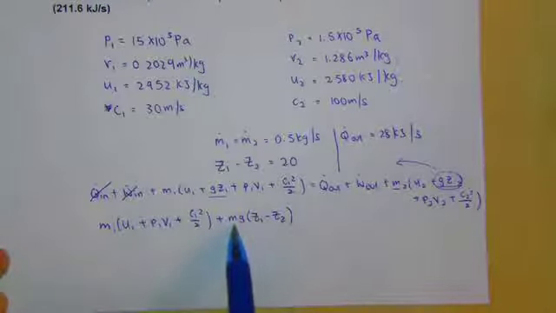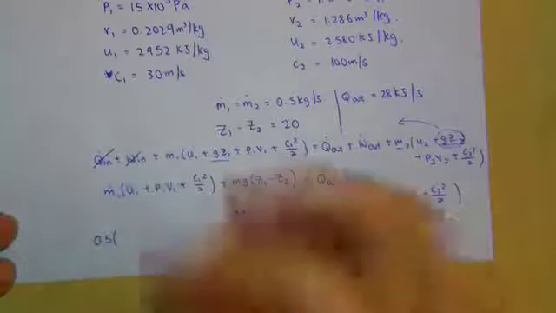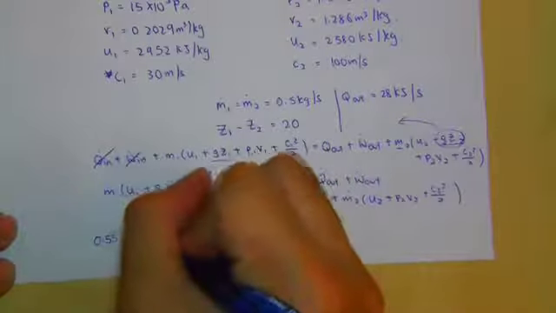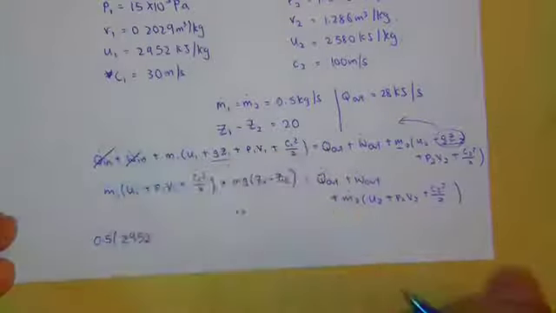Okay, so once this manipulation is done, we are ready to plug in the numbers. M dot 1 is 0.5. U1 is 2952, plus P1 V1. P1 is in Pascal, V1 is in meter cube per kg. Both of these are SI unit.